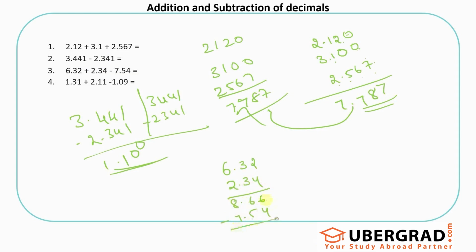7.54. So 6 minus 4 is 2, 6 minus 5 is 1, and 8 minus 7 is 1, so that will be 1.12. What about this one? 1.31 plus 2.11, that will be 2.42, minus 1.09. So 12 minus 9 is 3, 3 minus 0 is 3, and 3 minus 1 is 2. The answer will be 2.33.